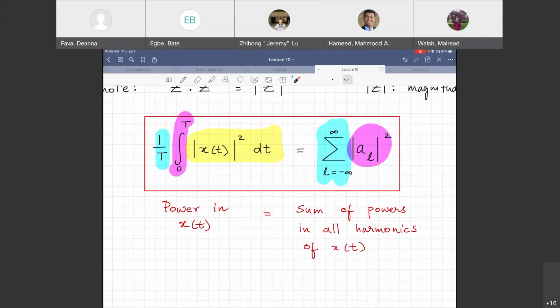And it makes sense, right? I have a point, I have projected it on X and I have projected it on Y. I've essentially broken up X into those two projections. So if I sum up the power of the projections, I should get back the power in that point. Questions about Parseval's theorem?